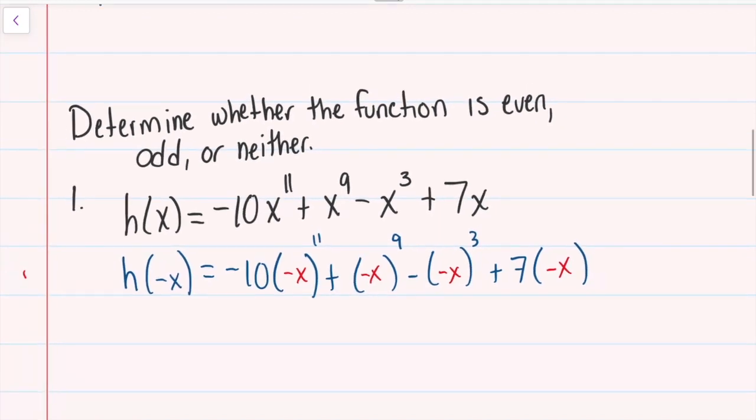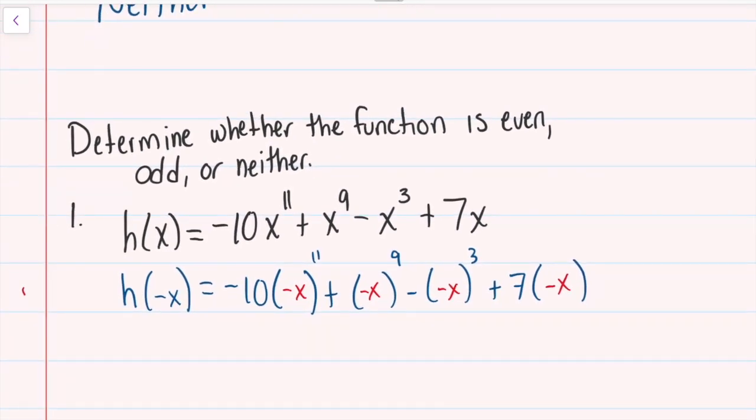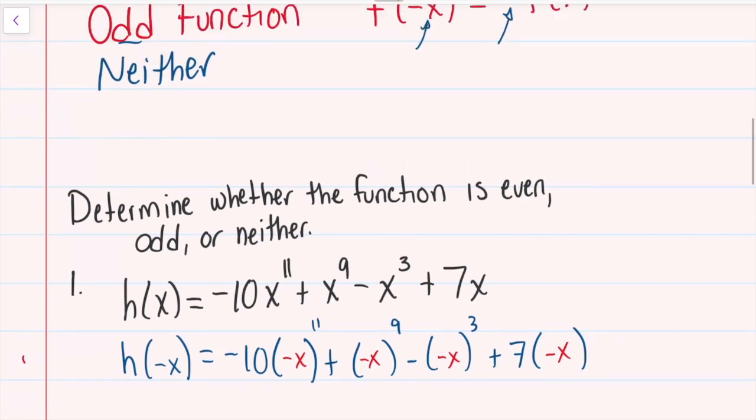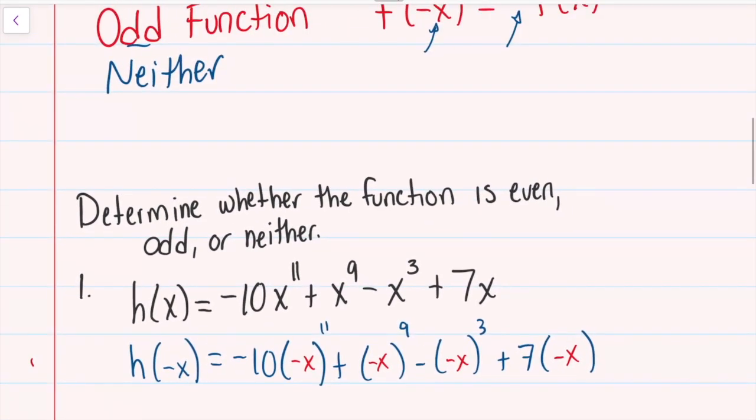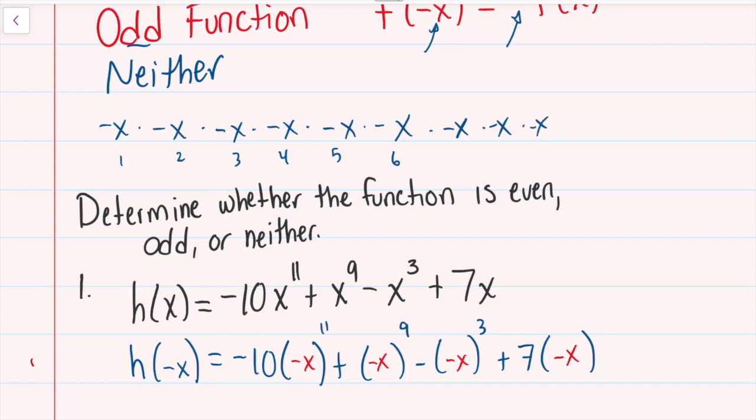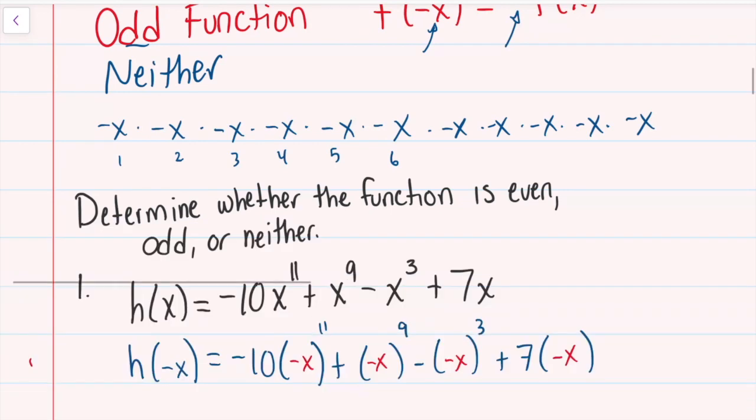Well, to do this, guys, we need to make sure to find out what's negative x to the power of 11. Well, that means we're going to multiply the negative x 11 times. That means that's a negative x times a negative x times a negative x, and so on. That's 1, 2, 3, 4, 5, 6, 7, 8, 9, 10, 11.